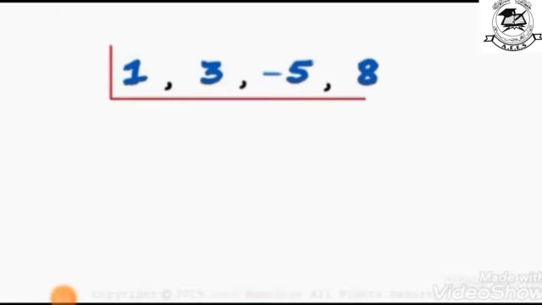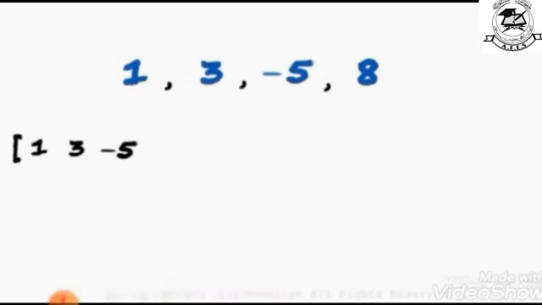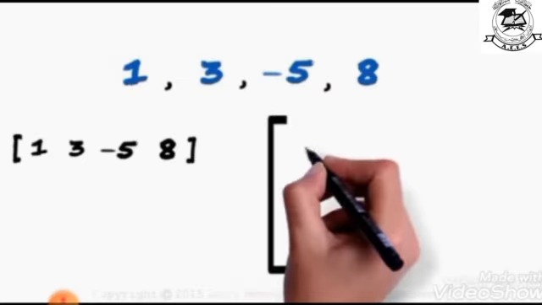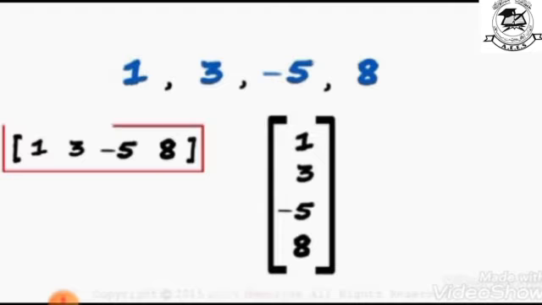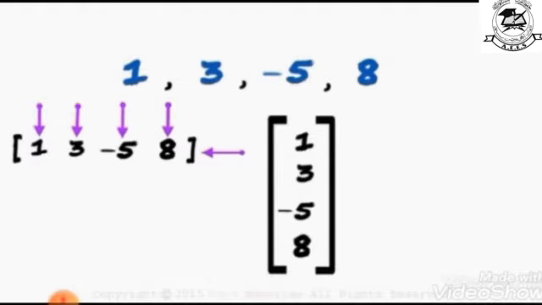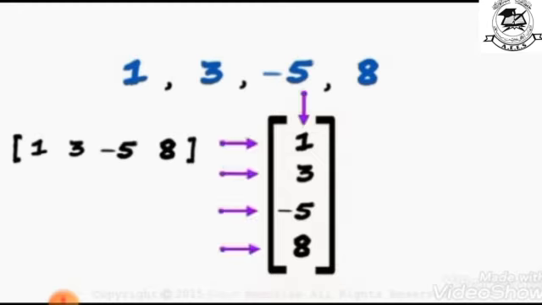1, 3, minus 5, 8. This is just a row of 4 numbers, and this can be represented in different ways. We can write it as an array of numbers horizontally like this: 1, 3, minus 5, 8. Or we can write it as an array of numbers vertically like this: 1, 3, minus 5, 8. The first part has 1 row and 4 columns, and the second part has 4 rows and 1 column.